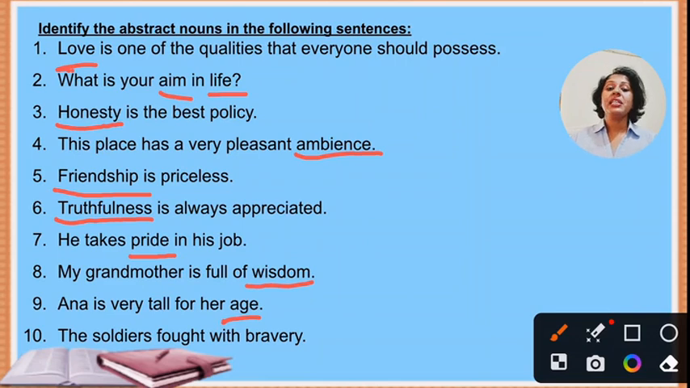That's correct. The soldiers fought with bravery. The word bravery is an abstract noun.